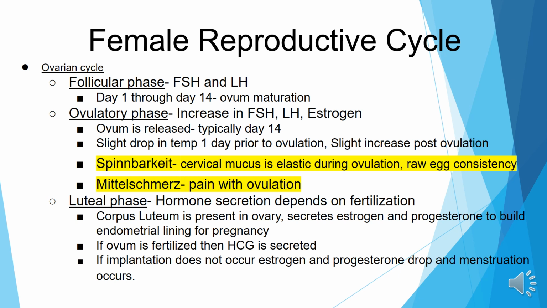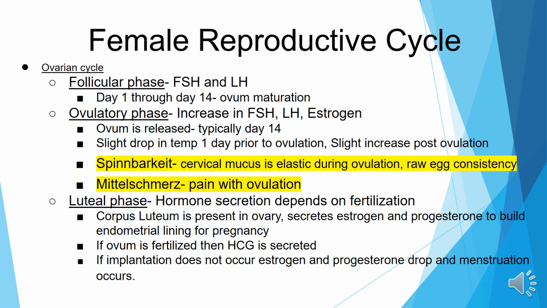So for people trying to track that, that's an important fact, and it might be something you want to circle with a star or smiley. Spinnbarkeit is also another indication that ovulation is occurring. It's a cervical mucus change that is indicative of an egg being released. What happens is the cervical mucus becomes elastic and kind of slimy during ovulation. It's a good medium for sperm to travel through.